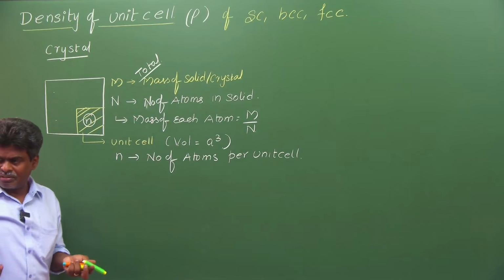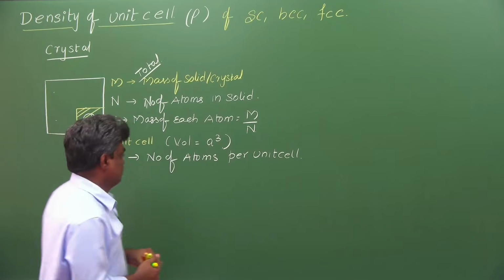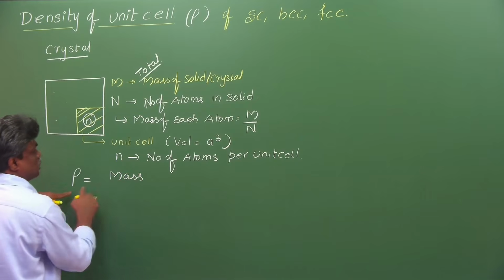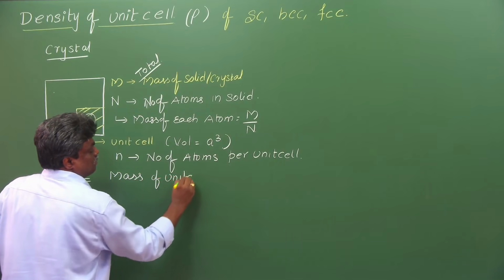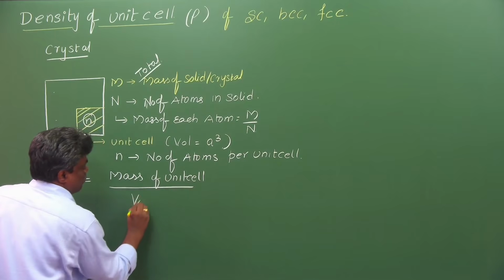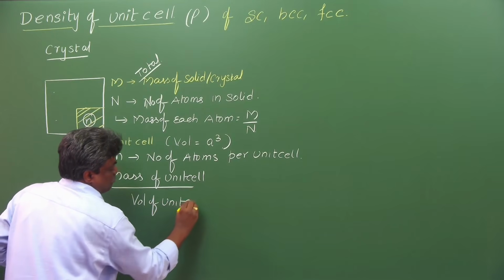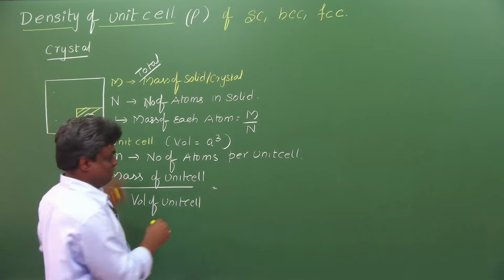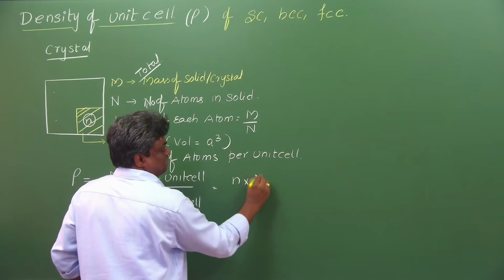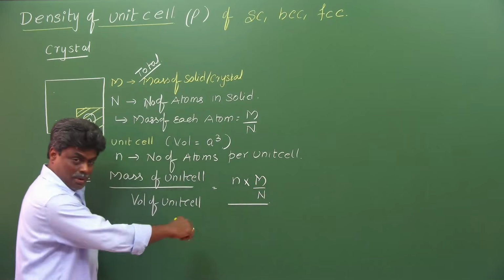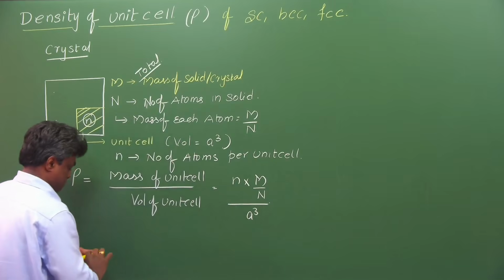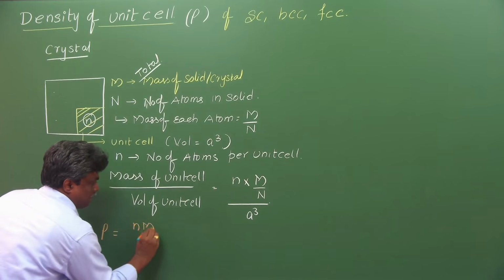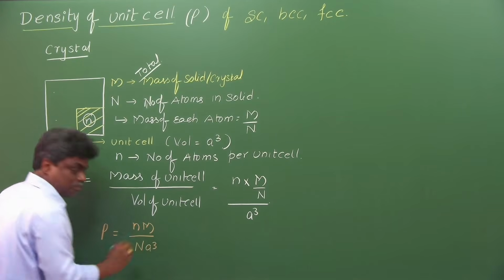The density. What is the density? So density is equal to mass. Here the density of unit cell, that's why mass of unit cell by volume of unit cell. No need to get tension, very easy. Mass of unit cell: how many atoms are there? Each atom mass is M by N, by, what is the volume of unit cell? That's it. Finally, we can say rho equal to small n capital M by capital N a cube.